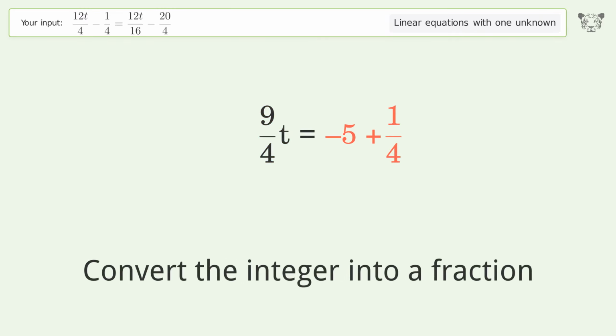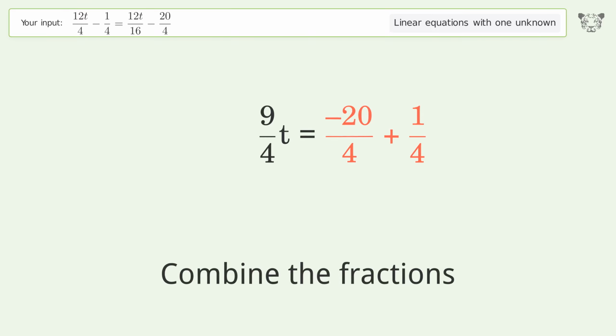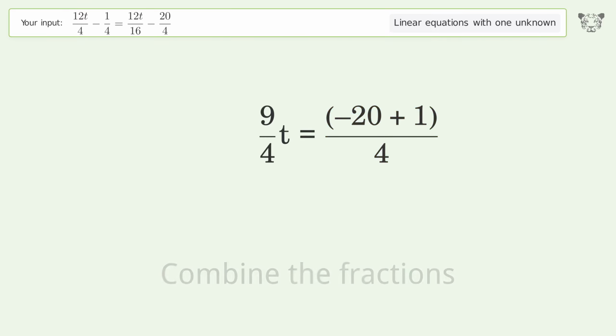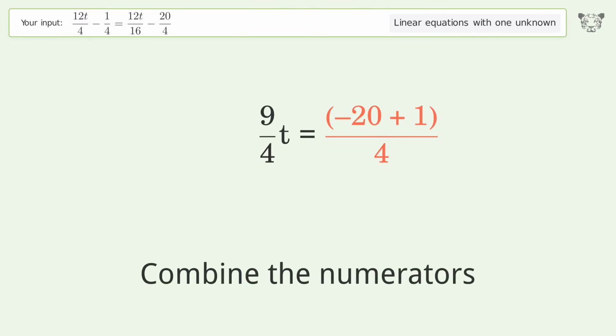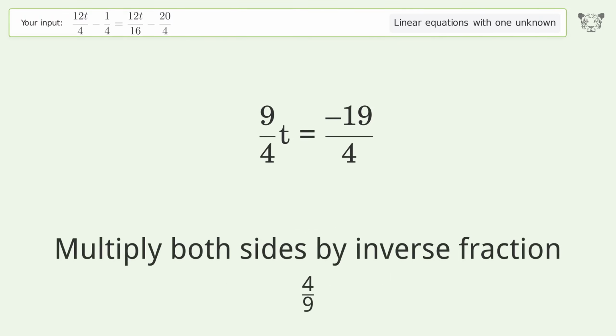Convert the integer into a fraction. Combine the fractions. Combine the numerators. Isolate the t. Multiply both sides by inverse fraction 4/9.